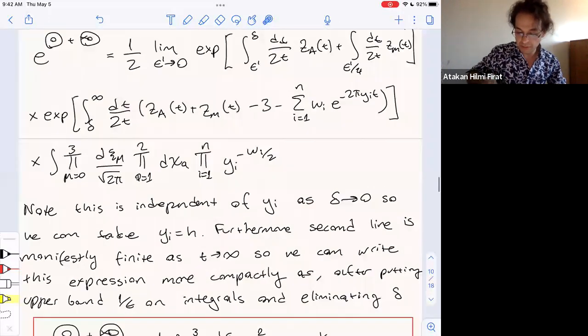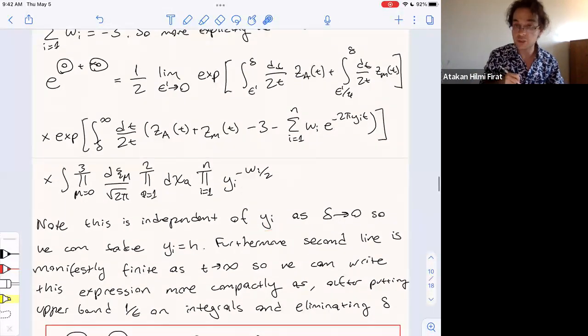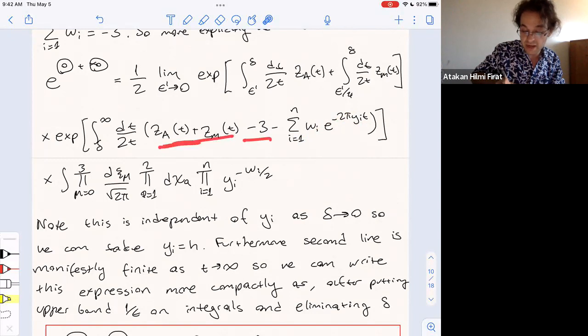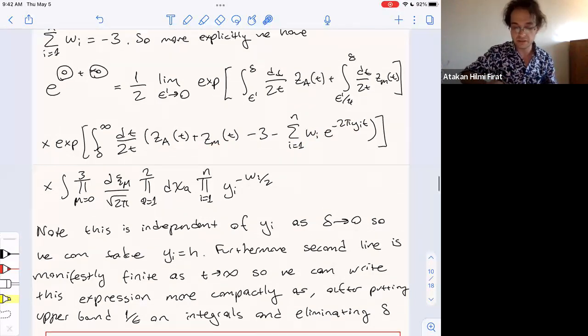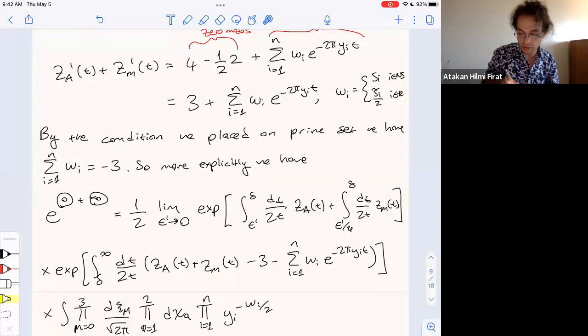You can show that this is actually independent of the y_i weights that I choose as I remove this deformation, and I can pick them to be the same number. And the second line turns out to be manifestly finite. The easiest way to see it is that as t goes to infinity, this just dies out, because the y_i are positive. And there's the minus 3, and Z_A and Z_M contain effectively this amount of 0 modes. So it becomes 3 minus 3, which is 0. So it's finite.